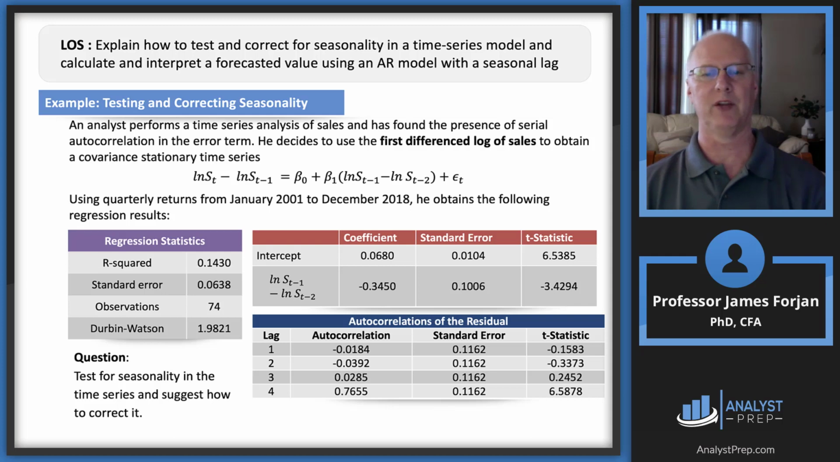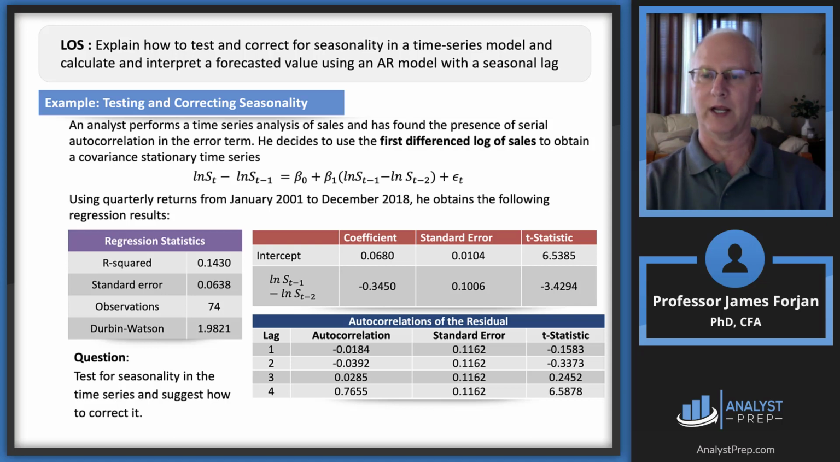Look at our number of observations. There's 74 under the regression statistics. And we're given coefficients and standard errors and test statistics. So look at the bottom left. Test for seasonality in the time series and suggest how to correct it. All right, so we're given that intercept and the slope coefficient. There's our standard error. There's our t statistic. And then autocorrelations. So what are we seeing there?